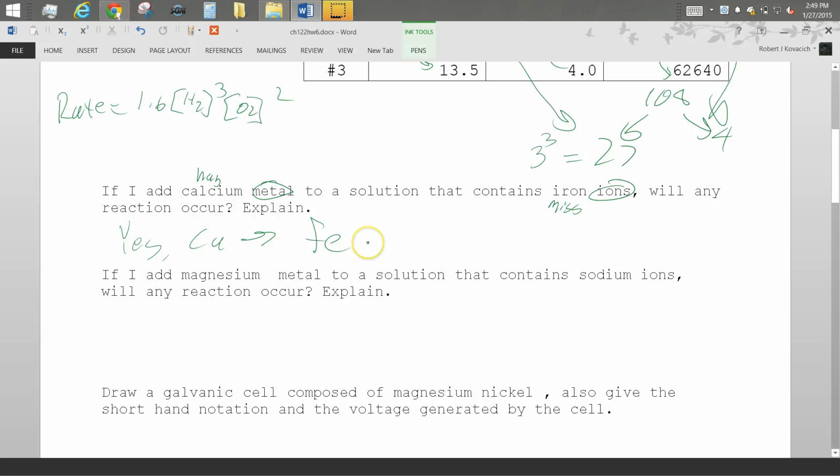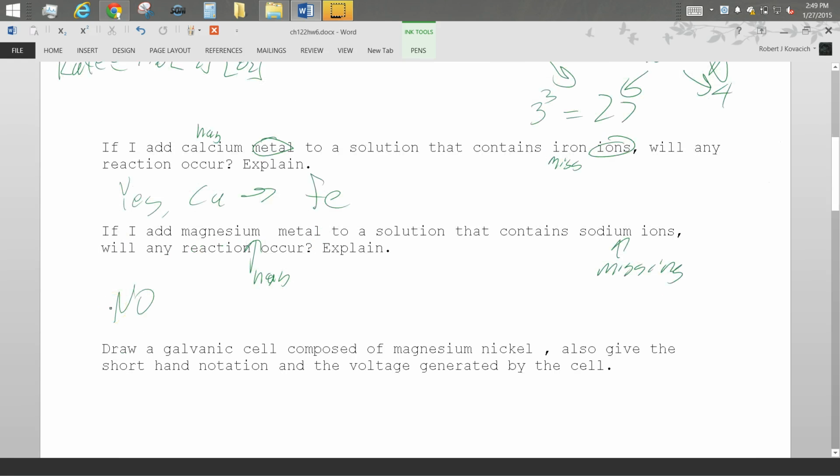If I add magnesium metal to a solution that contains sodium ions, will any reaction occur? So this magnesium, he's got his electrons, and this sodium is missing, but the sodium is higher. So even though the magnesium has electrons to give sodium, not only does sodium not want the electrons, magnesium wouldn't give it to him anyway. So no reaction is going to occur here.